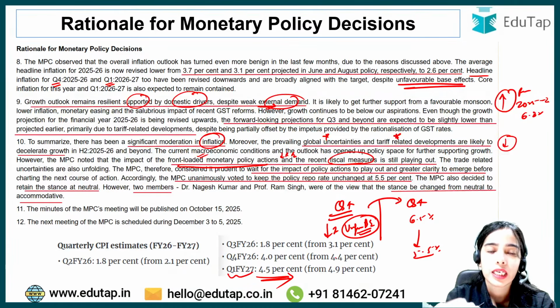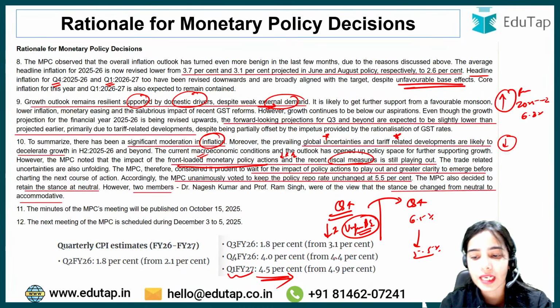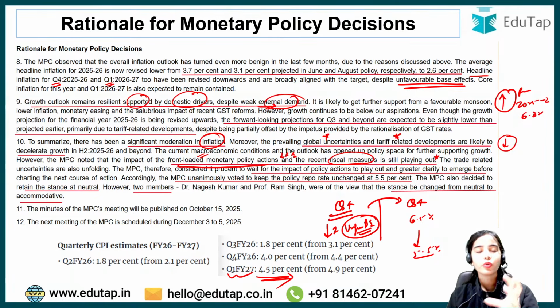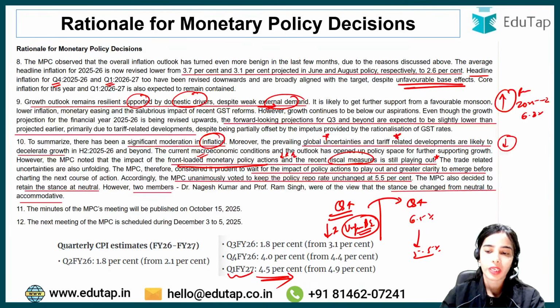As well as recent fiscal measures, the government has also taken measures of rationalizing the GST. There is streamlining of GST that has happened. So these effects are still playing out. The repo rate has been decreased and its effect is still playing out in the economy, and the fiscal measures that have been taken, their effect is also playing out.